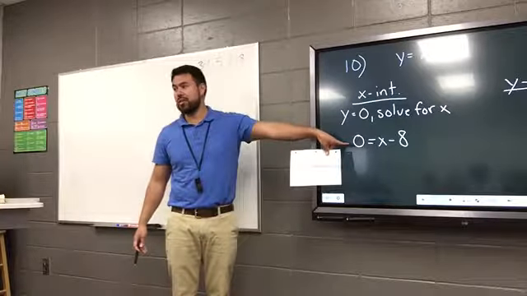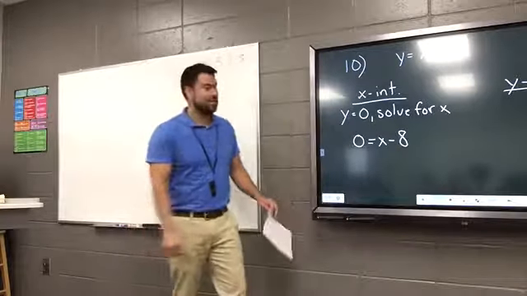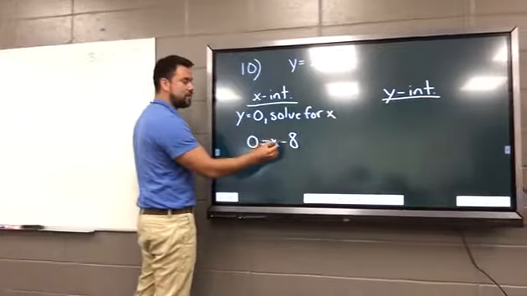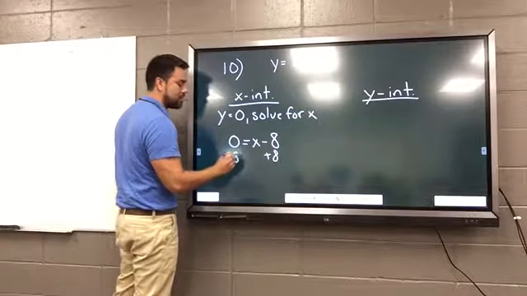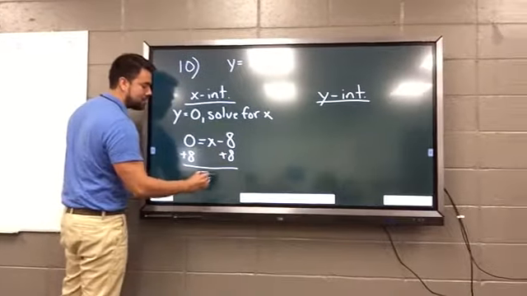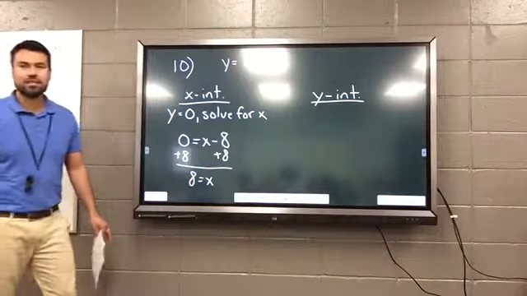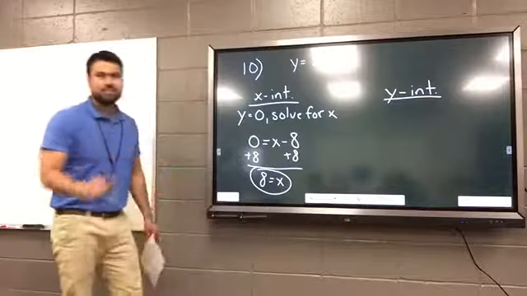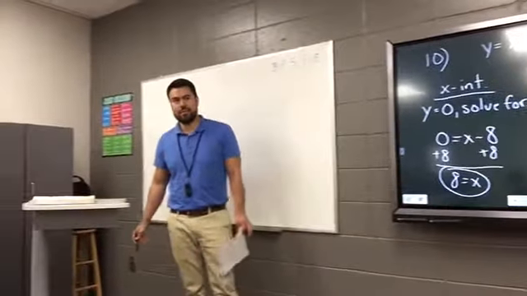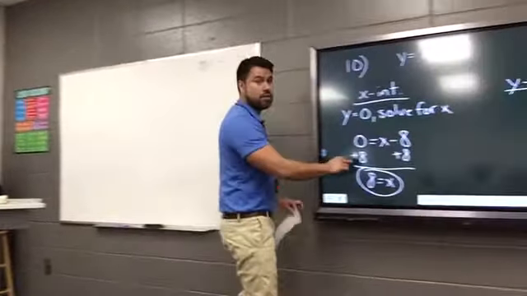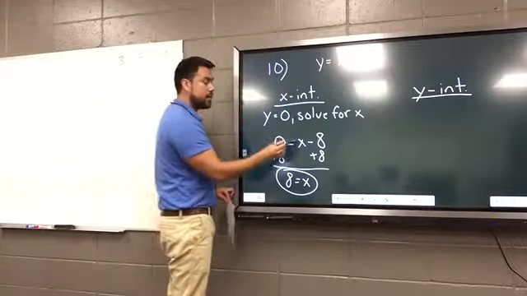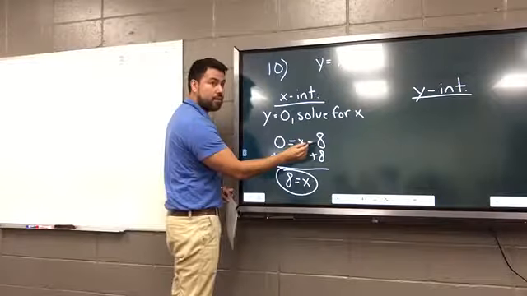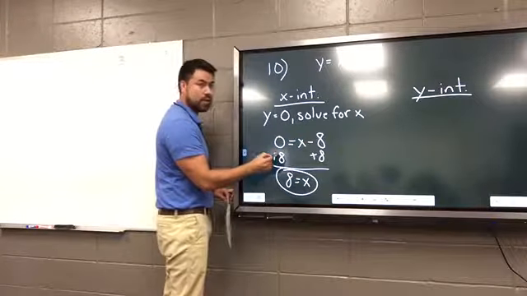What's X going to equal? Solve for it. So what do I do? X minus 8, how do I undo that? I'm going to add 8 to both sides. I get 8 equals X. So what's my X-intercept? Positive 8. Are you doing the Y-intercept or X? Okay, so here you have X minus 8, right? But you have to add 8 to both sides.